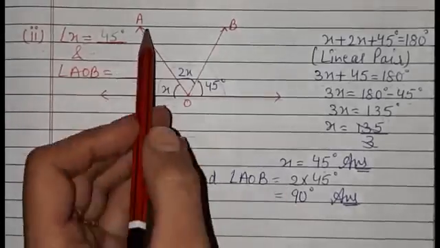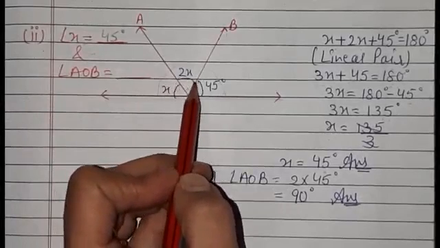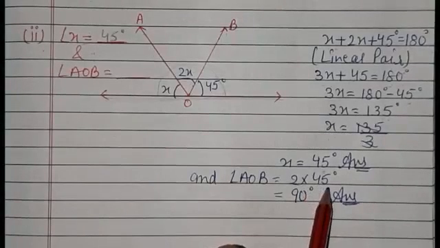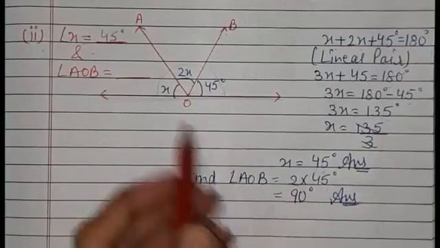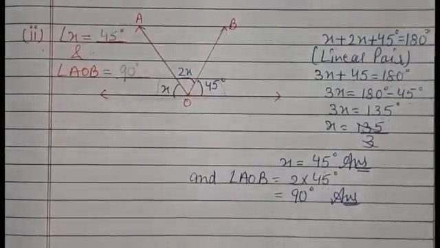And what about angle AOB? AOB, they are saying, equals 2X. So 2 into, put the value of X, that is 2 into 45, 90 degrees, right? So angle AOB will be equal to 90 degrees.